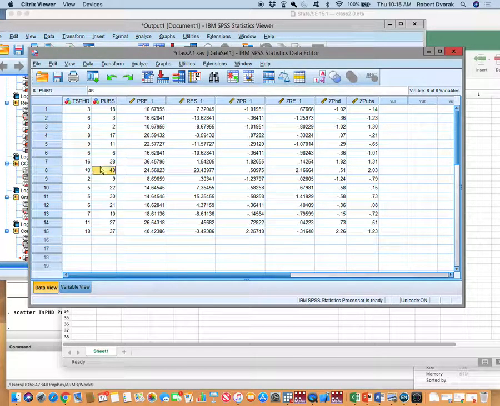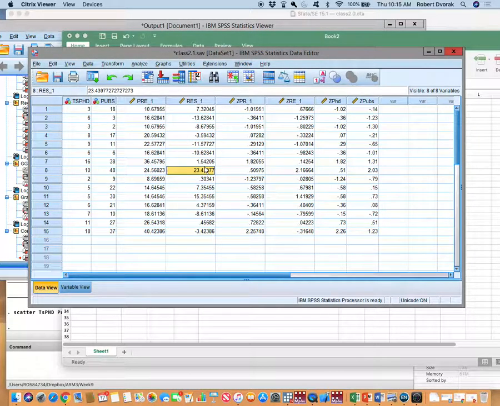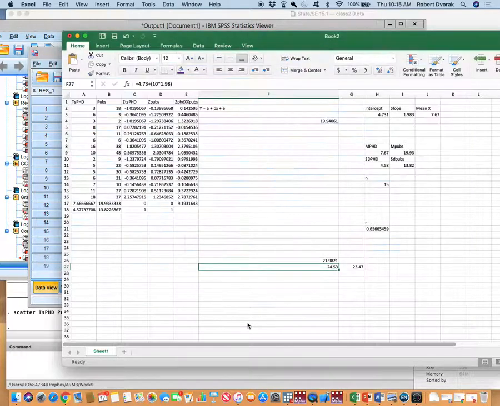So here they are: 10, 48, predicted value 24.56. That's what we got. Well, there's some rounding error there, right? 24.53. Residual, 23.43.